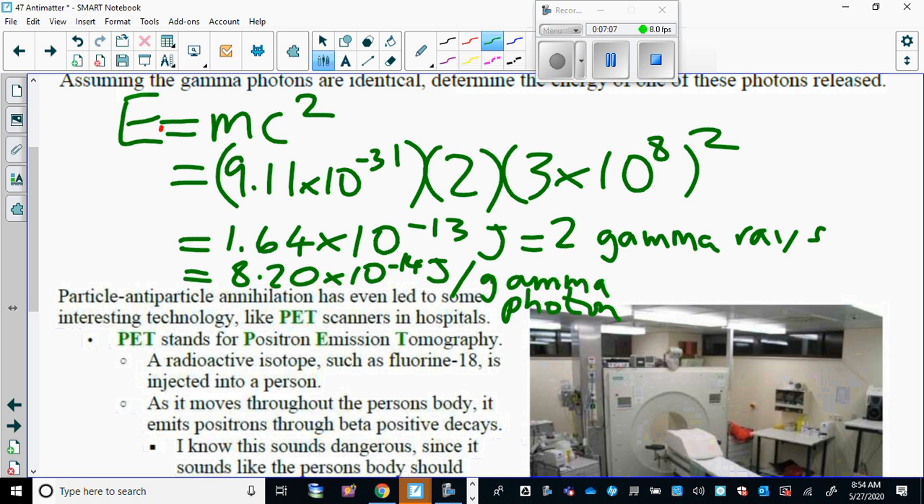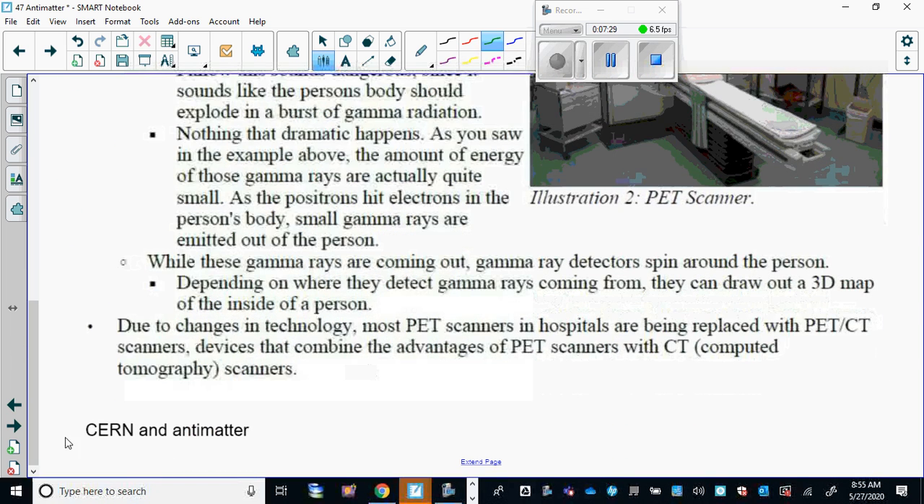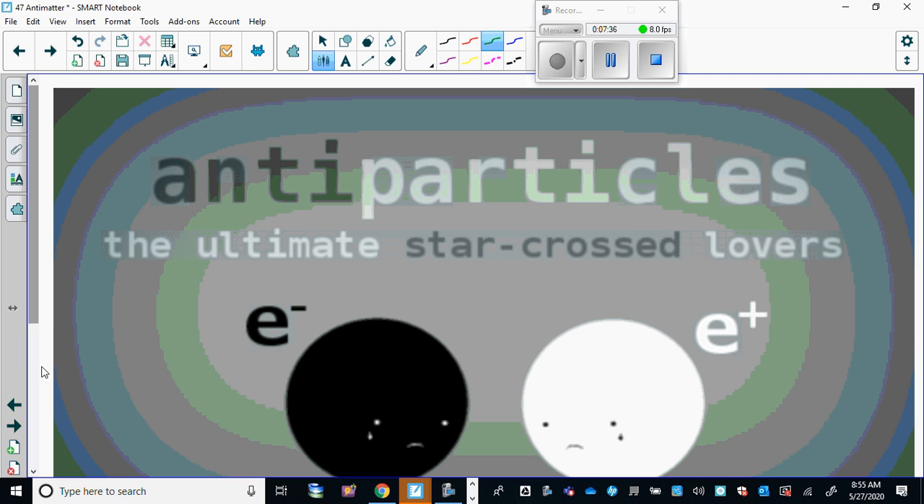All right, which again may not seem like a lot of energy, but we're talking about 1 electron and 1 positron. Then it goes into some interesting stuff about PET scanners. If you ever go to the hospital and you have a PET scan, it is positron emission tomography, and you can read about that, where you get injected by fluorine-18, which is radioactive, and it decays in your body, and so on. It's all absolutely fascinating. CERN and antimatter, there's a good video on that.